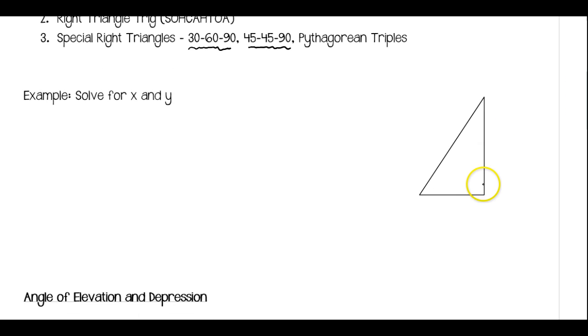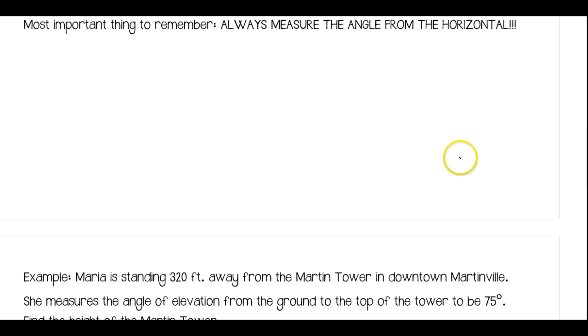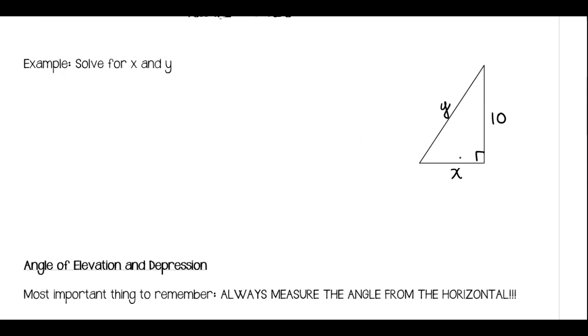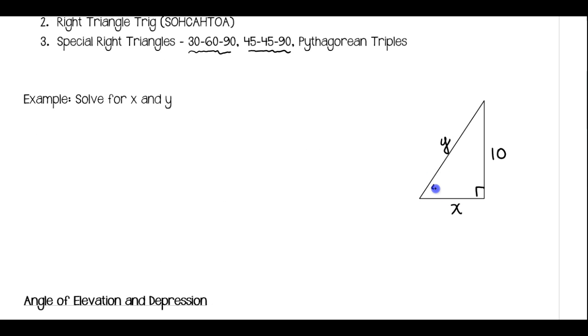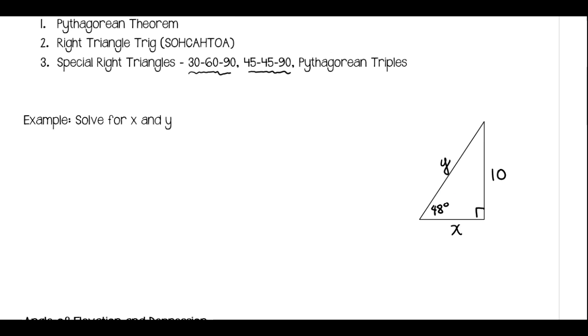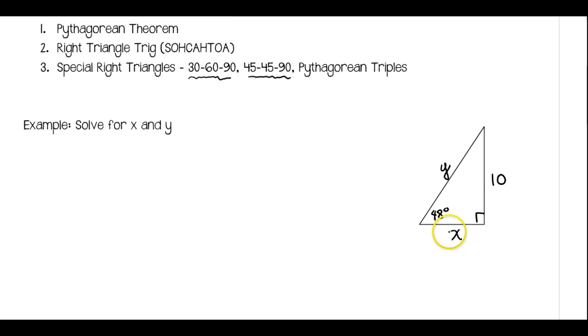We want to solve for x and y. Here we have a right triangle, and I know that this leg is 10, and this side is length x, and this side is length y, and I'm also given that this angle here is 48 degrees. So it's not a 30, 60, 90 or 45, 45, 90, so we're going to have to use SOHCAHTOA because we only know one of the sides. We need the sides to use Pythagorean theorem.